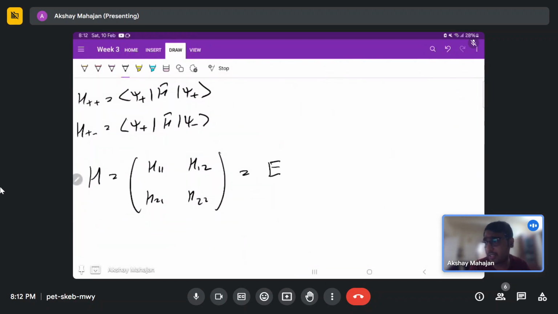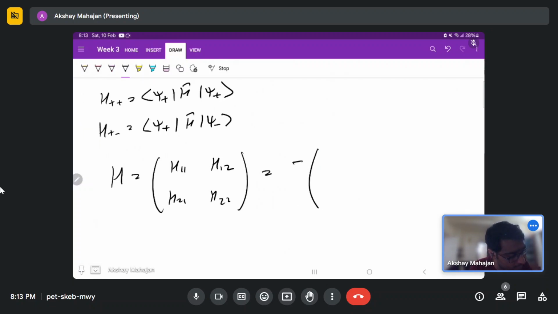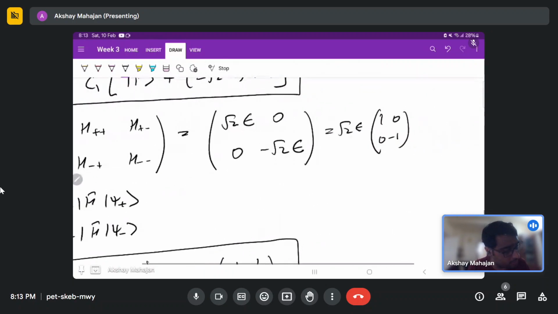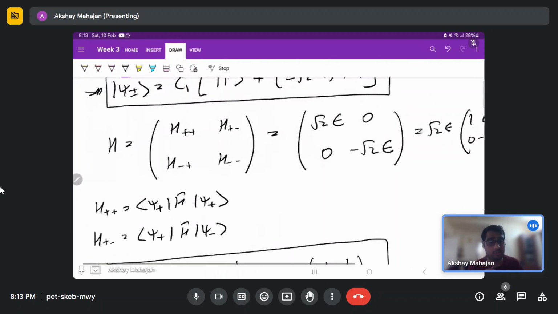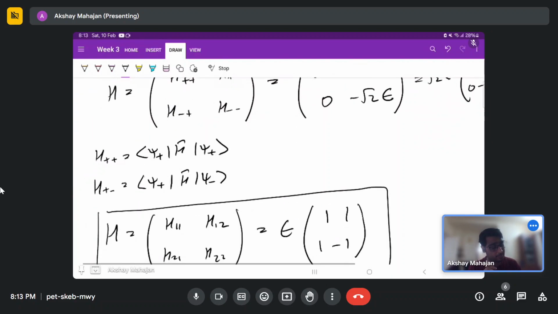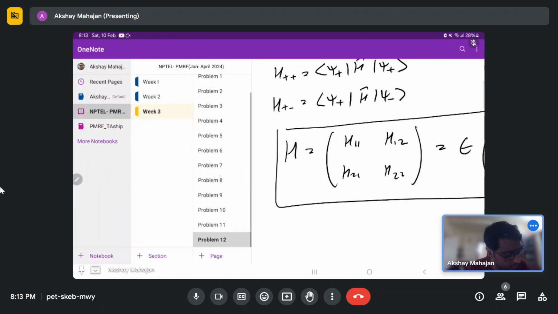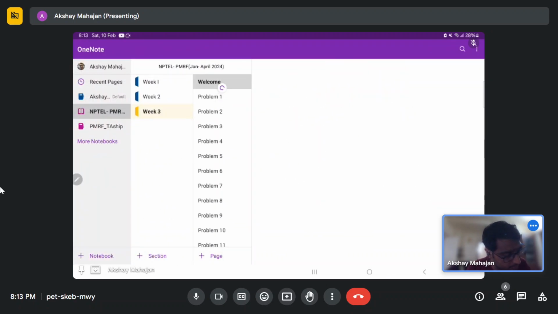So what you will find is that it will be given by epsilon times 1 1 and 1 minus 1. So it will not be diagonalized in this basis, but it will be diagonalized if you write it in the basis of its eigenvectors. Right. So just try to solve it. Alright, so this was our last problem.